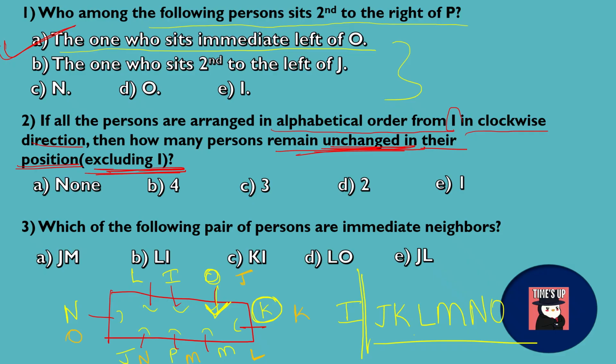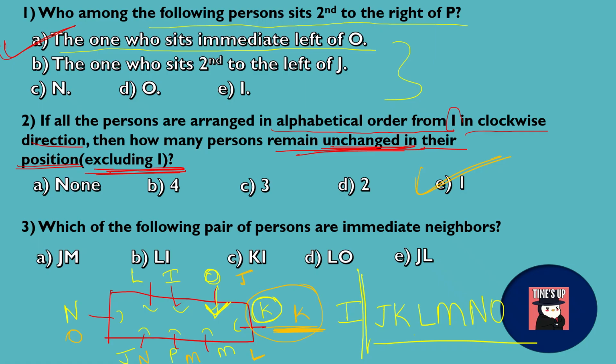So which alphabet remains unchanged after rearranging also? Here J and O came, here K and K. See, after rearrangement also K remains K only. Then M and L, P and M. So only one, that is K. How many? Only one. Option E is the correct one here.